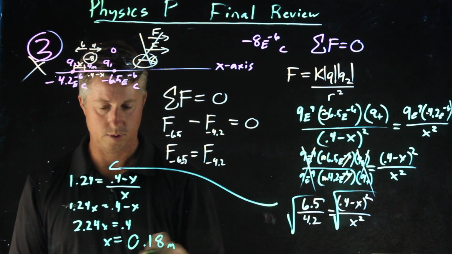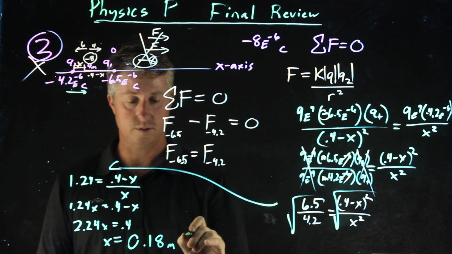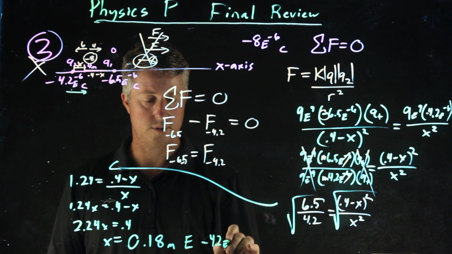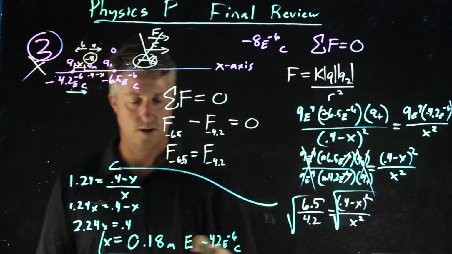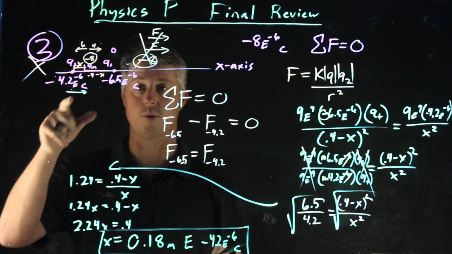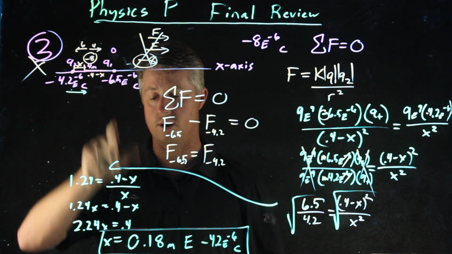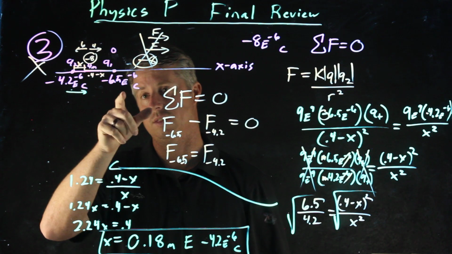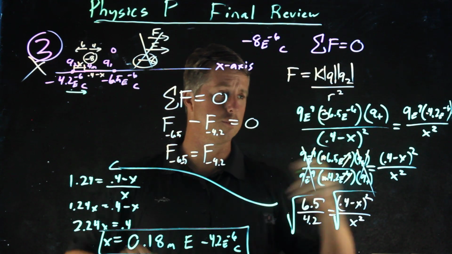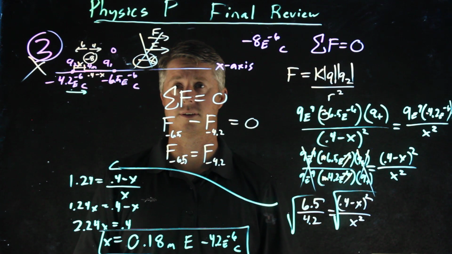0.178 meters. This is the distance of x, so it's the distance from the 4.2. So this is east of the negative 4.2 times 10 to the negative 6 coulomb charge. If I don't ask you from which one, I will take either. If I specifically ask from the 4.2, this would be your answer. If I ask from the 6.5, you would then have to do 0.4 minus 0.178 to get the distance from the 6.5. That's it. There are some other shortcuts. You didn't have to put the 9 times 10 to the 9. They cross themselves out. But I do want to see the basic formation of your work. Good luck.